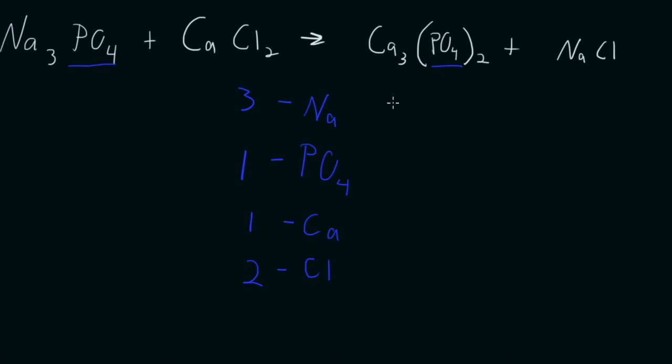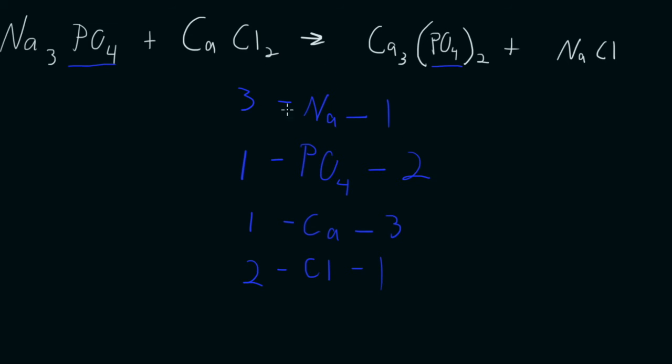Over on the right side, calcium, I've got 3 of those. PO4, I've got 2 of those. Notice it's in parentheses because I've got 2 of this entire thing. This 2 right here applies to the whole phosphate group. Okay? That's why these parentheses are here. So I've got 1 sodium and 1 chlorine. And so where can we start here?